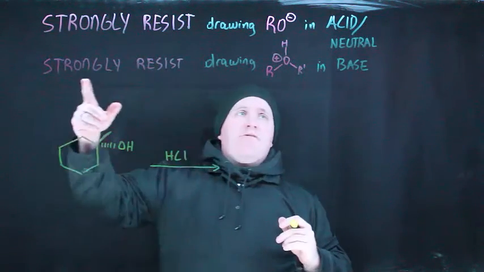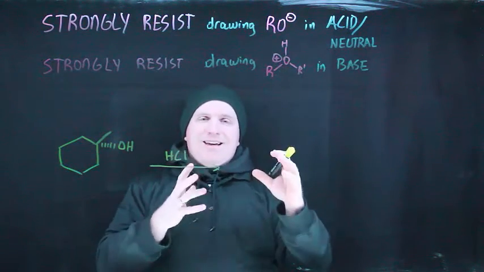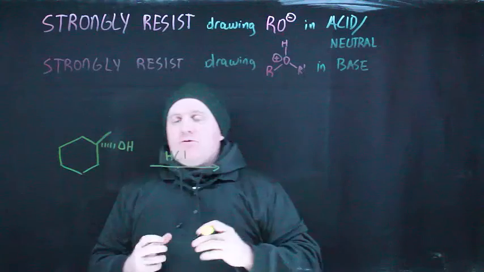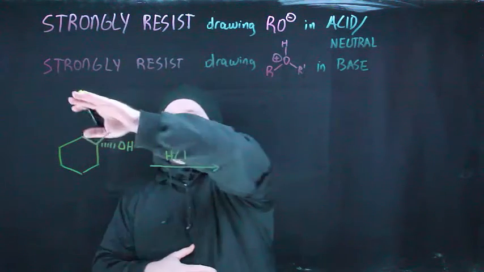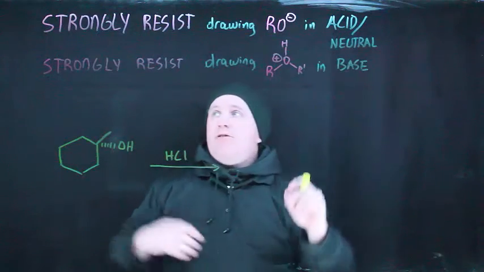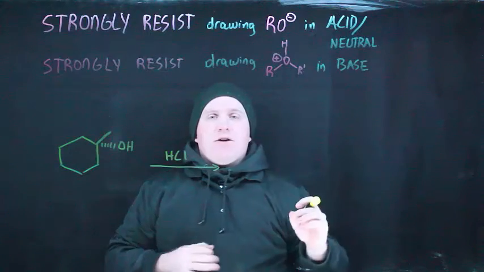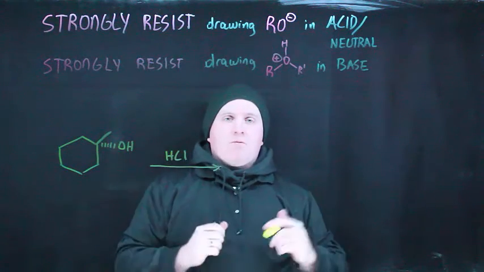By contrast, if you have basic conditions, you never want to draw O+. And again, it's not a hard and fast rule. There are exceptions and so on. But as much as you can, resist drawing oxygens with pluses on them when you have base around, and definitely resist drawing oxygens with minuses on them when you have acids around. If you just keep that in mind, then mechanistic work will go more smoothly.